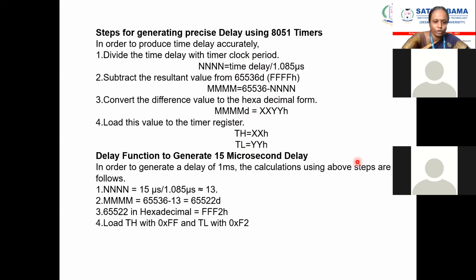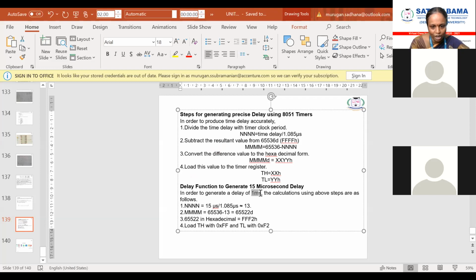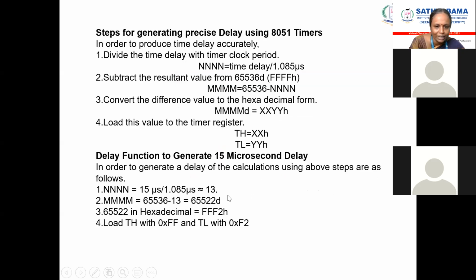Now kindly look at the NN that I am calculating. Why am I going to calculate 15 microseconds? Actually, in this case, I'm not going to create a time delay of 1 millisecond. I'm going to create 15 microseconds. So the 15 microsecond time delay I'm going to calculate now.